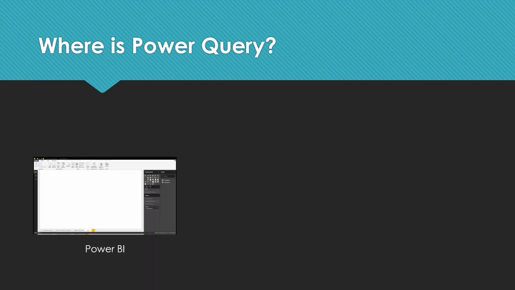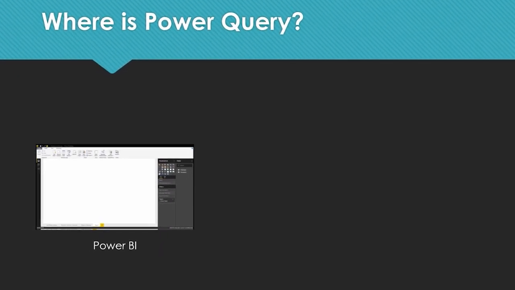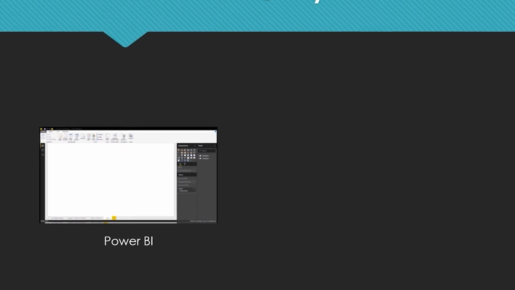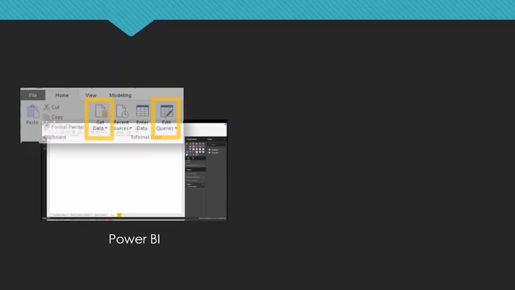In Power BI itself, Power Query is built into the tool, but it's not called Power Query. It's called Get Data, and it's also called Edit Queries. So Get Data is the feature that's actually going to retrieve the data in the first place. And then if later on you decide that you want to change something about that query, you can always go to Edit Queries, and that will allow you to modify existing queries.